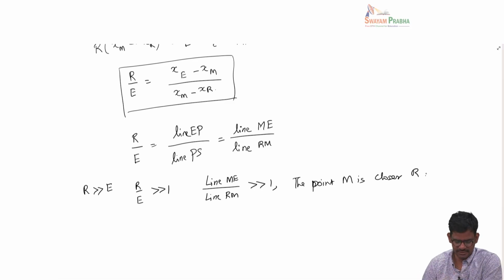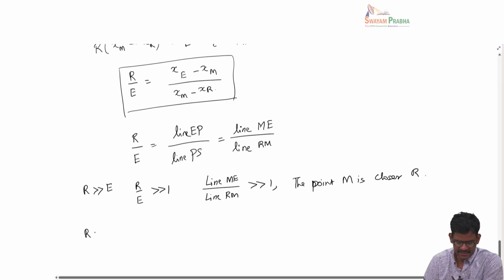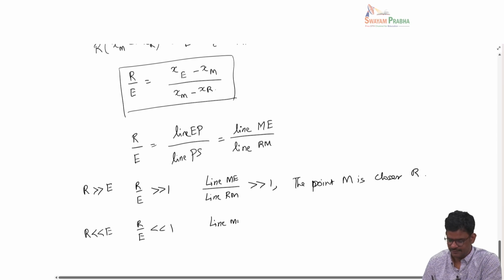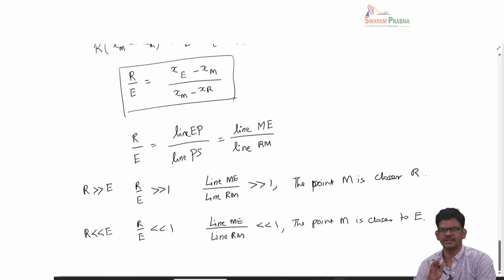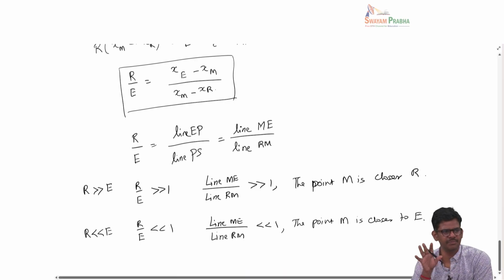closer to R. Similarly, if I have the other way around, that R is much less than E, then I have R by E much less than 1, so that means this line ME by line RM is much less than 1. It means the point M is closer to E. Again, there is nothing magic here, it's all coming right from the material balance point of view.